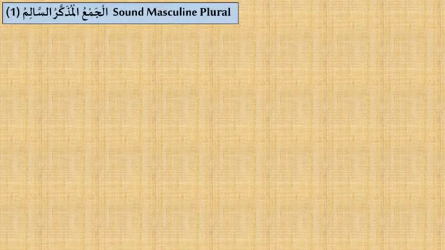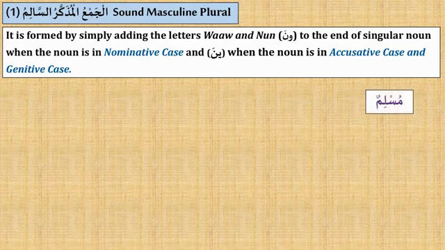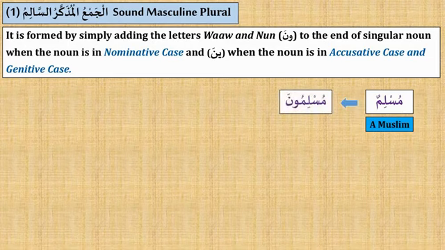Al-jam'u al-mudhakkar as-salim, sound masculine plural. It is formed by simply adding the letters waw and noon, una, to the end of singular noun when the noun is in nominative case, and ya and noon, ina, when the noun is in accusative case and genitive case. Example, muslimun, a muslim, muslimuna, muslims. When the noun ends with dhamma in nominative case, it must be added waw and noon, muslimuna.